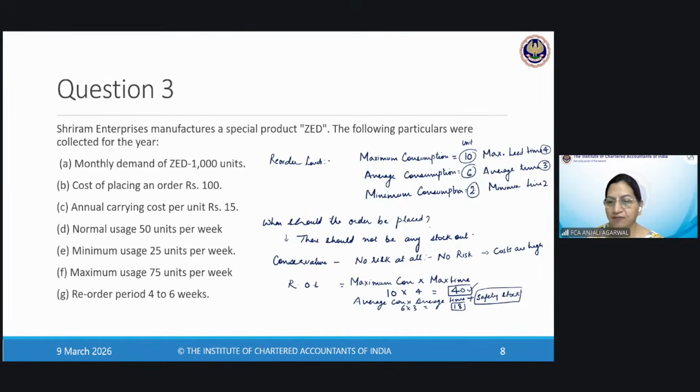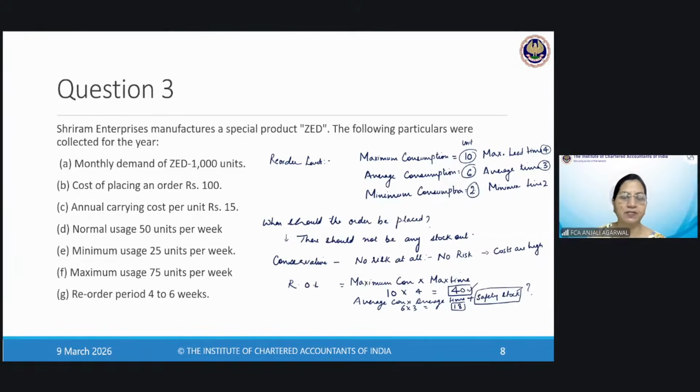Now, how much should be the safety stock? That is also a decision we have to take on the basis of striking a balance between cost and risk. Our cost should not be very high in order to reduce all the risk, but our risk should not also be very high in order to save costs. So there are two formulas that you can use for reorder level. One is maximum consumption into maximum time, which is 100% risk-free. And the second is average consumption into average time, but keep some safety stock. So now let us talk about the question. So this is your reorder level.